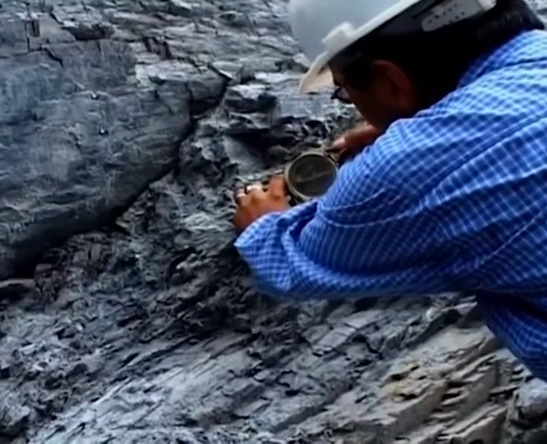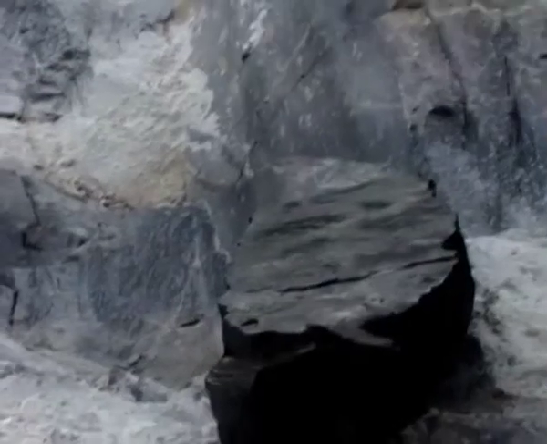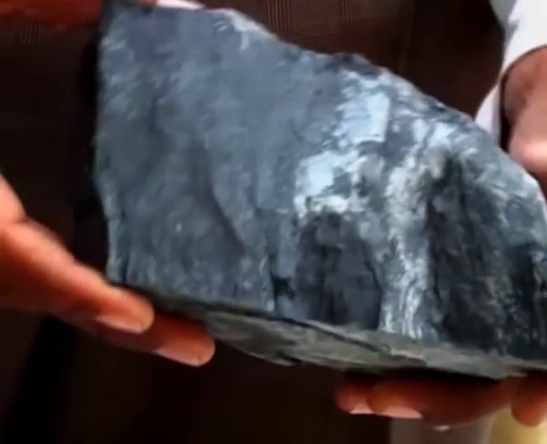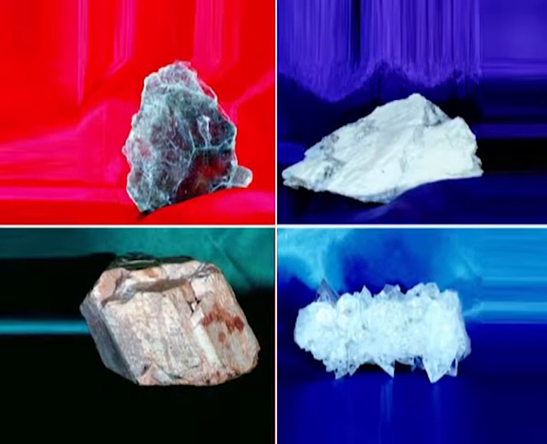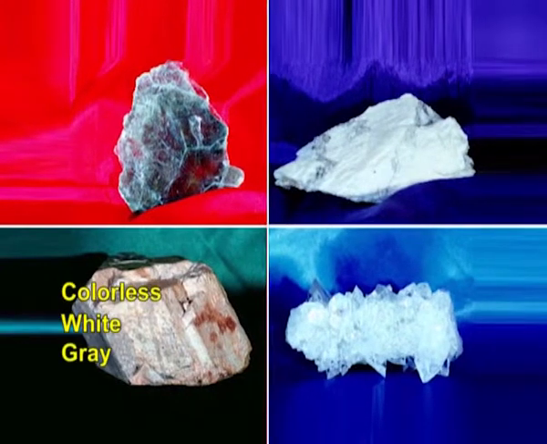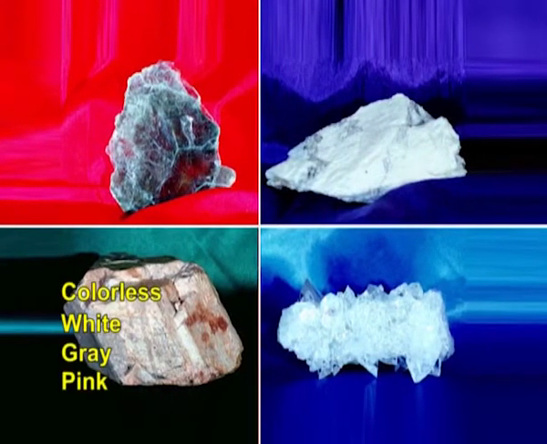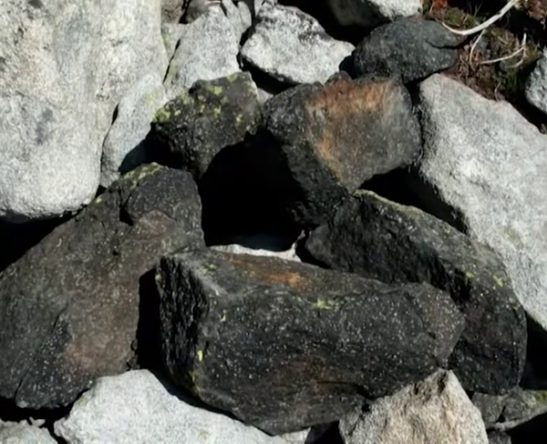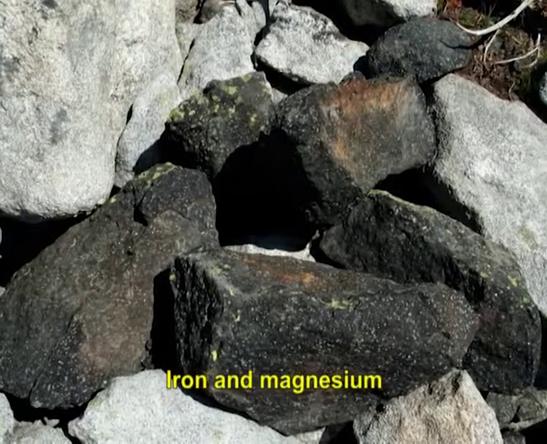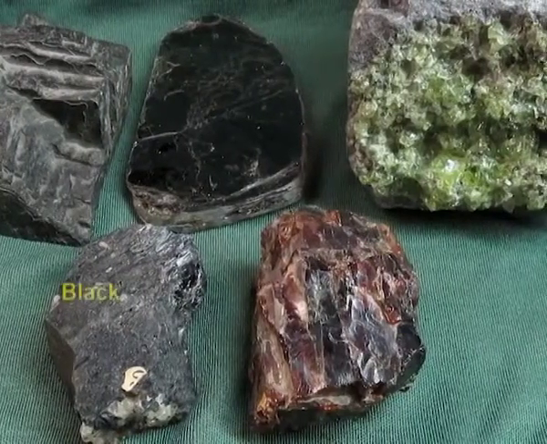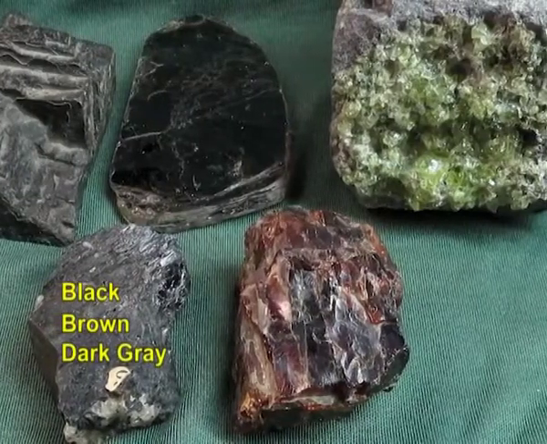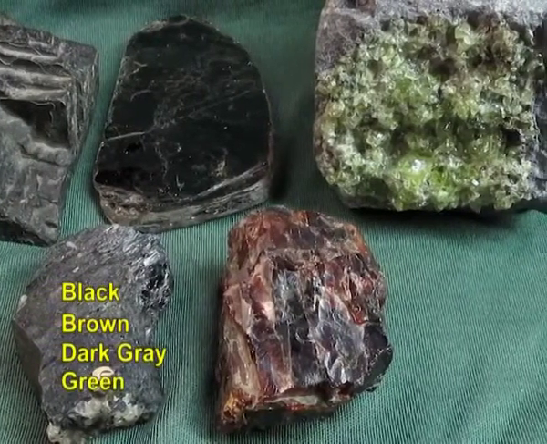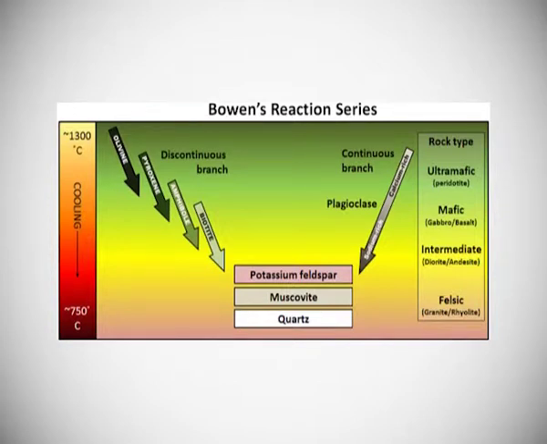Silica is one of the most abundant elements on earth and is the chief component of quartz. Felsic minerals are most often colorless, white, grey or pink, but can be any number of colors. The dark or mafic minerals are richer in iron and magnesium. Mafic minerals are chiefly black, brown, dark grey and sometimes green. The mineral proportions of the rock are what allow geologists to classify rocks chemically.